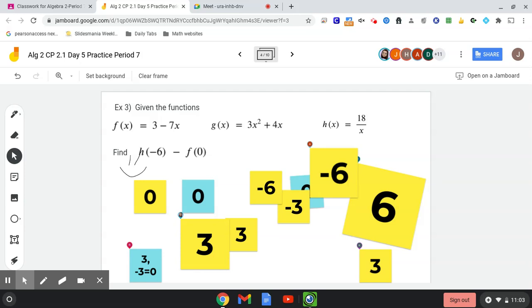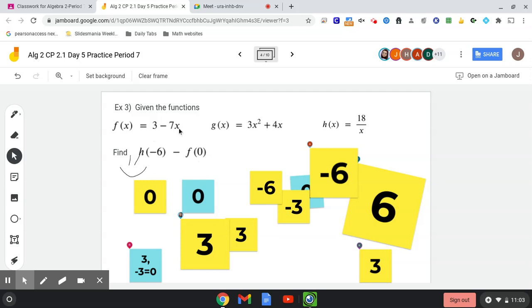Wait, you got 3 comma negative 3. I don't understand that. First you should have gotten negative 3 for this. If you plug negative 6 right there, 18 divided by negative 6 is negative 3. So this becomes a negative 3. Then you're subtracting. Now you got to go get f of 0. So you plug 0 right there.